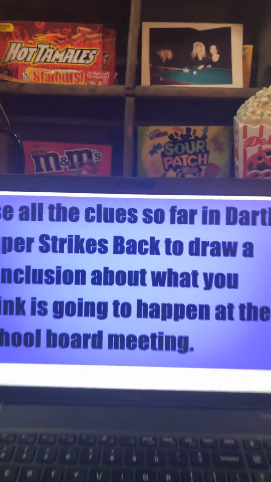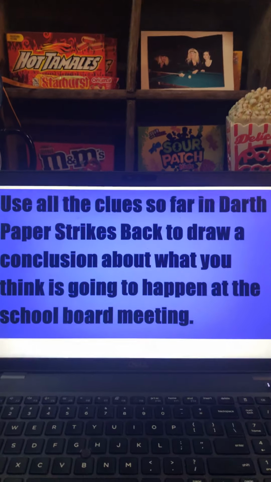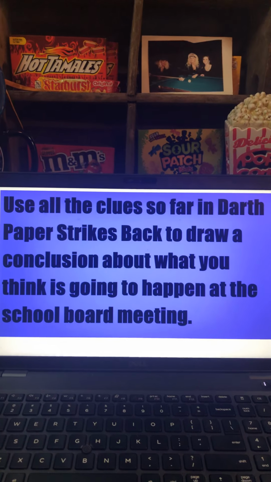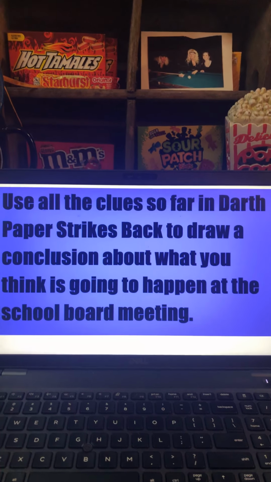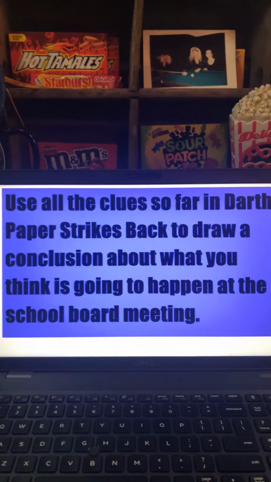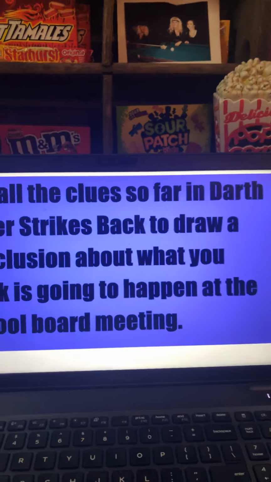Okay, now let me show you. Here's the assignment so you can see it for those of you that need to see it. It says use all the clues so far in Darth Paper Strikes Back to draw a conclusion about what you think is going to happen at the school board meeting. Now here's how I did my paper.